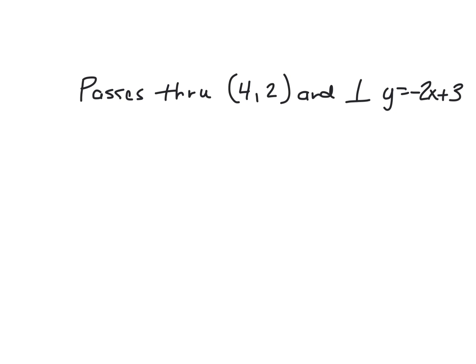This example says it passes through the point (4, 2), and then it says it's perpendicular to this line. If it's perpendicular, I know my slope is the negative reciprocal. If it's parallel, then we have the same slope. So the slope of this line is negative 2. That tells me my slope, since I'm perpendicular, would be a positive 1/2. And now I've got a point and a slope.